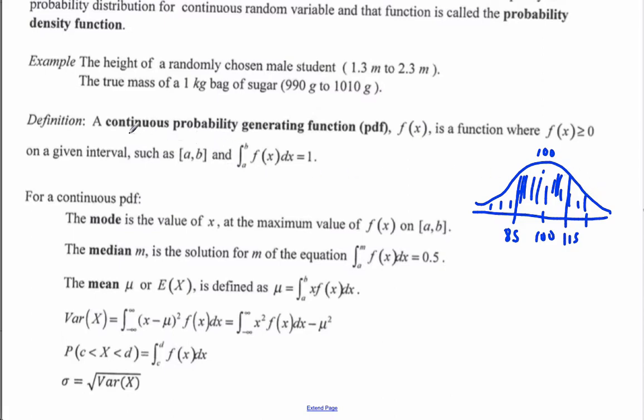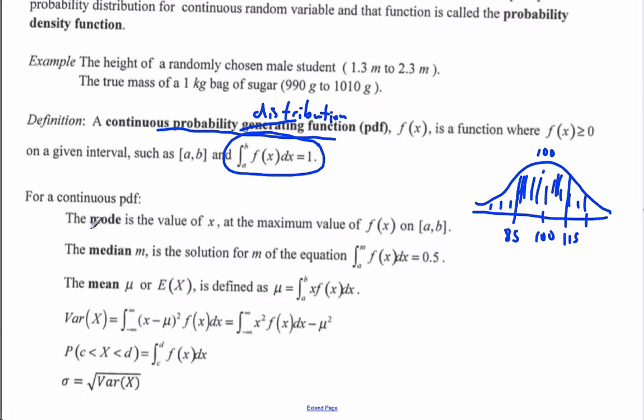Okay, so in any continuous probability distribution, the sum of the probabilities has to be 1. In other words, the integral from the beginning to the end has to be equal to 1. So they use that to solve a lot of problems.